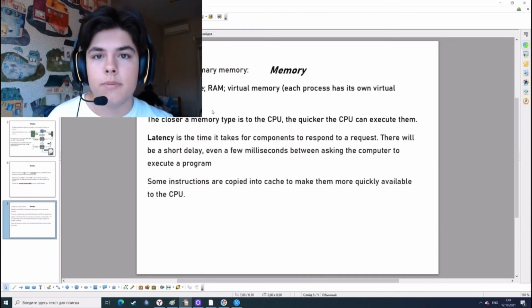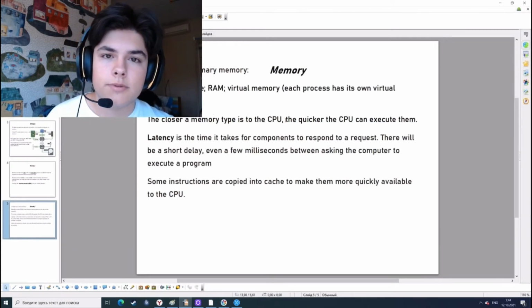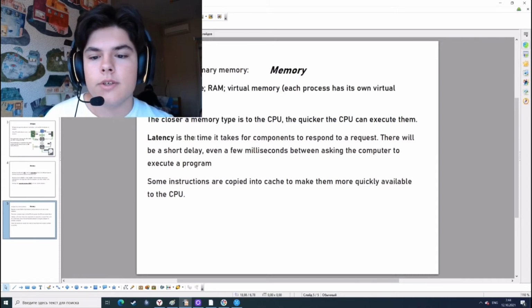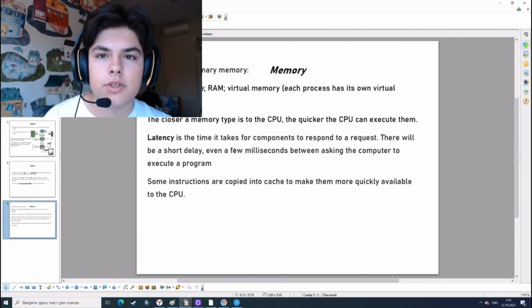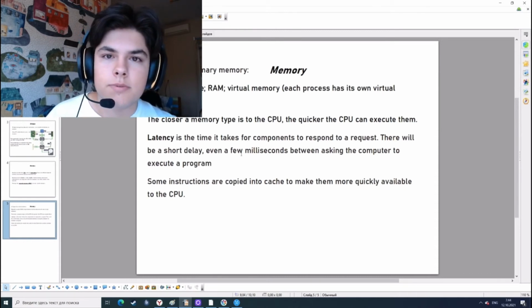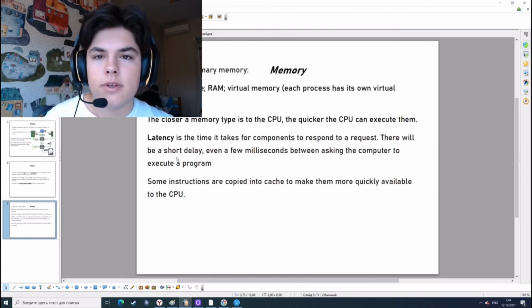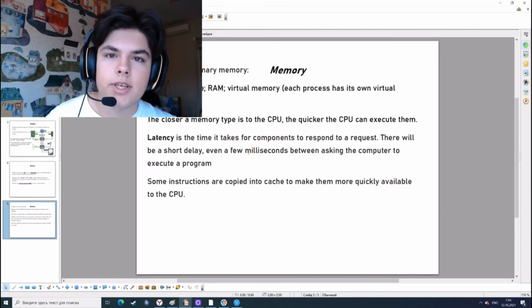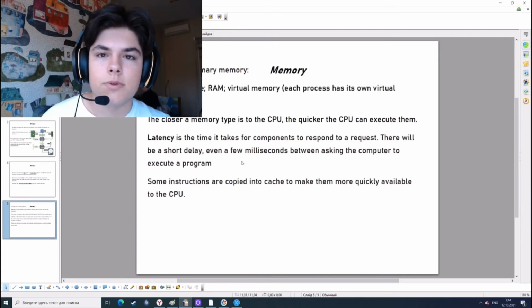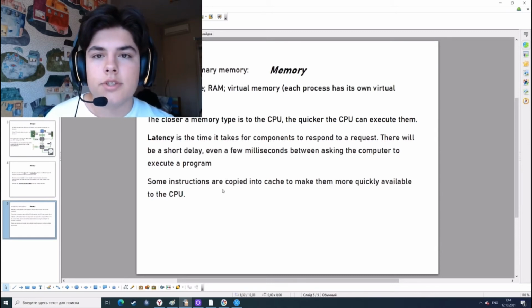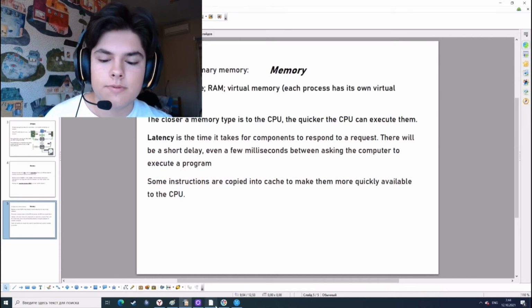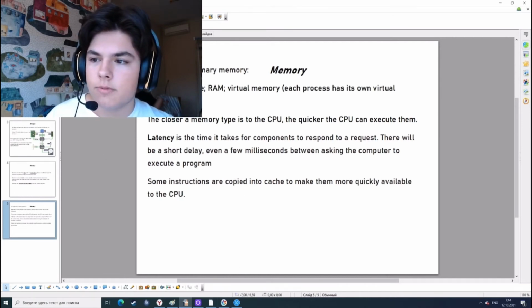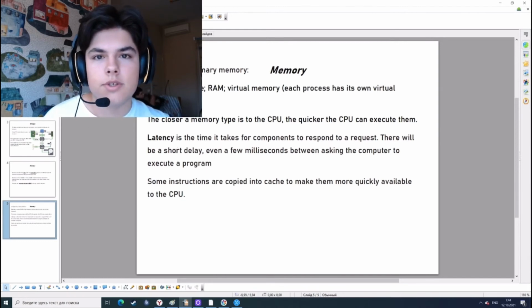The closer the component is to the CPU, the quicker it brings information or receives it to execute a program. Latency, or delay, is the time the component takes to respond with information to execute a program, or just bring it to the CPU. There will always be a short delay, even a few milliseconds, between asking a computer to execute a program. Some instructions are copied into the cache to make them quicker to execute. This is it. So we talked about the motherboard, buses, bridges, and the memory.